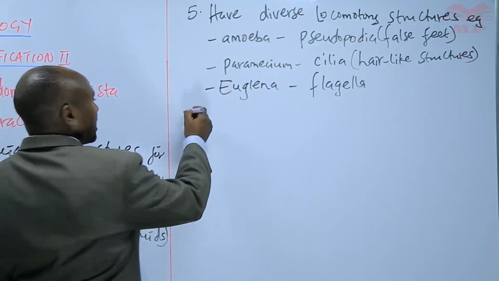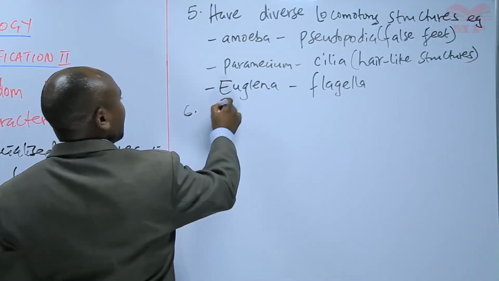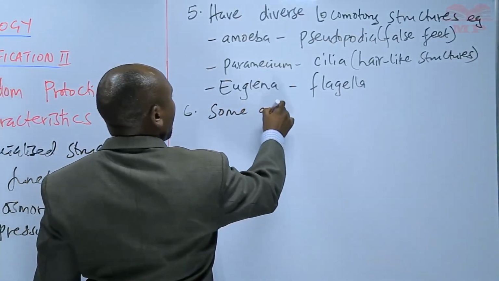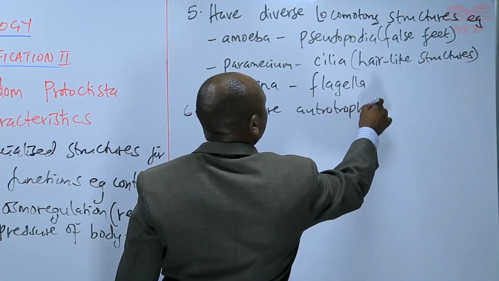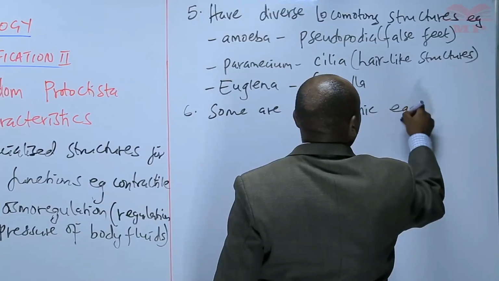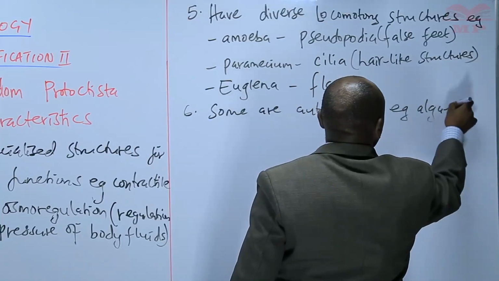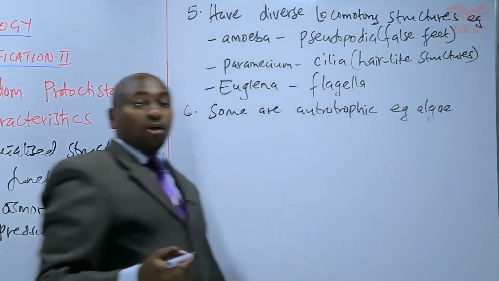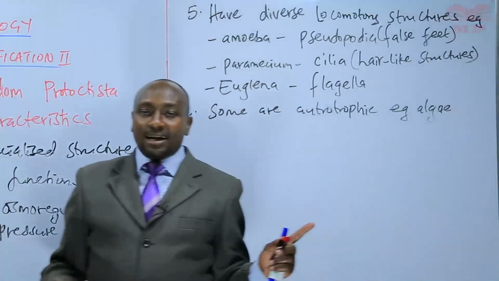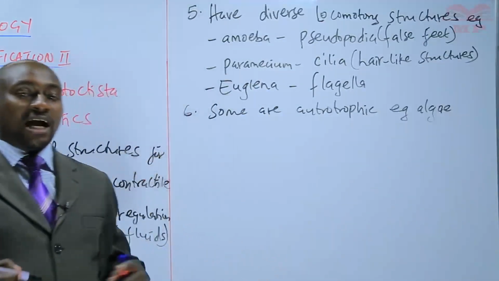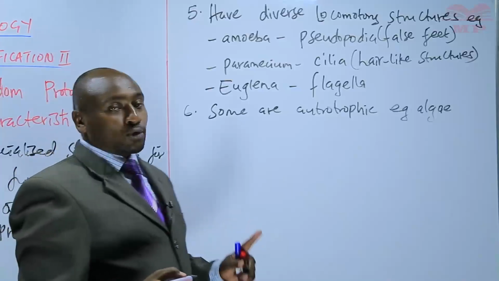Then we go to number 6. We say that some are autotrophic, e.g. the algae. Autotrophic means that they can synthesize their own food. We have some algae that are green in color, like Spirogyra. So they have chlorophyll, so they can carry out photosynthesis.